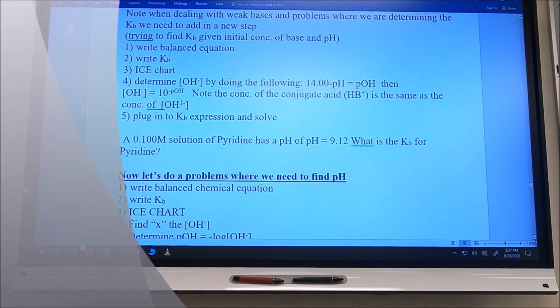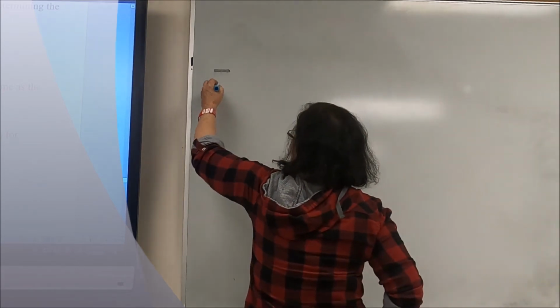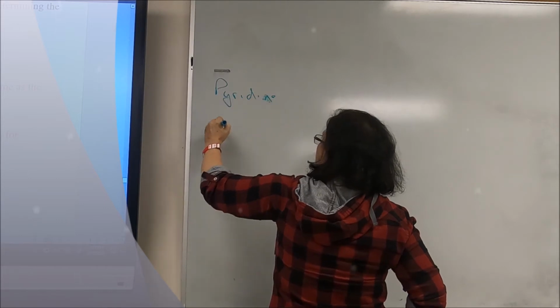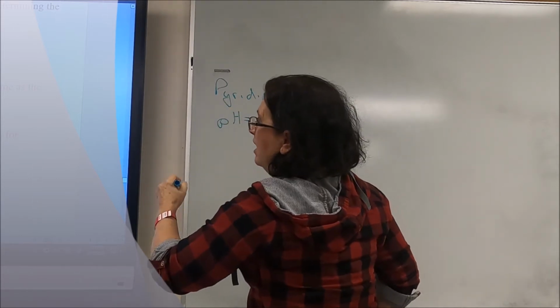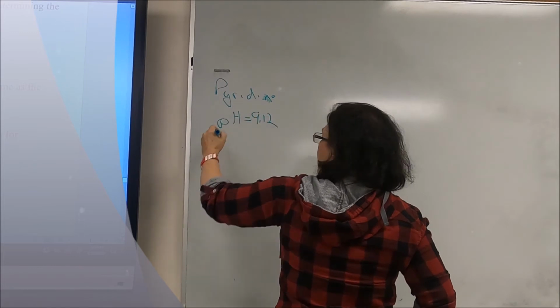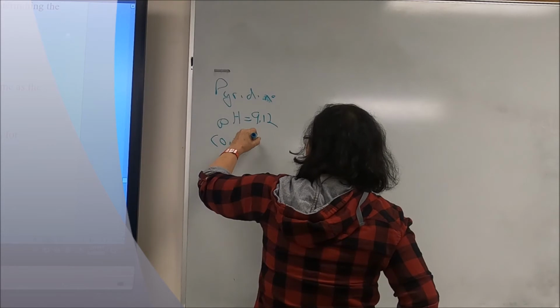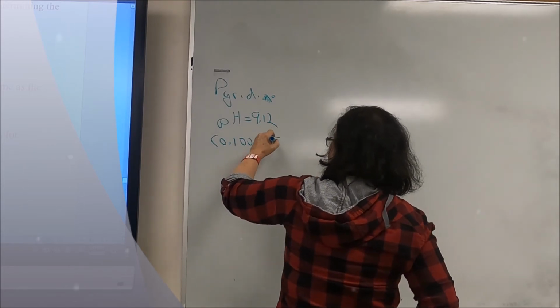So let's start out with a 0.100 molar pyridine solution that has a pH of 9.12, and we want to find the Kb. So we're given that we have pyridine, and the pH is 9.12, and we have a 0.100 molar initial concentration.